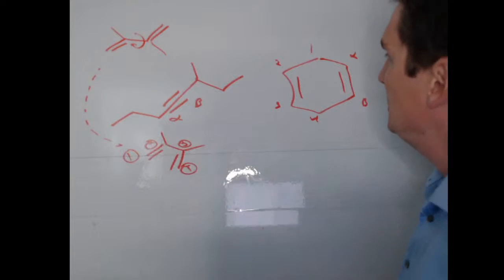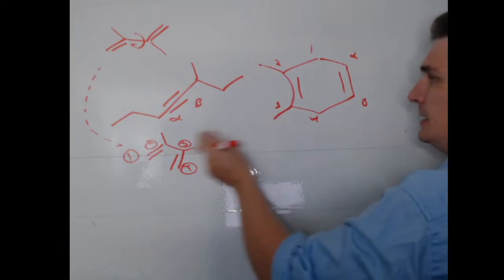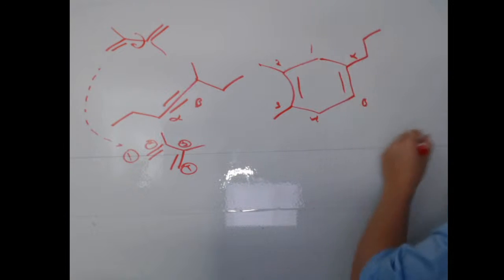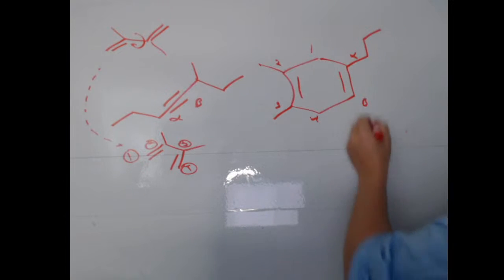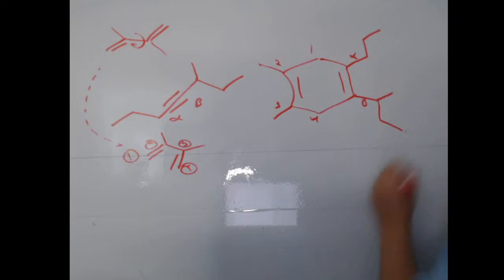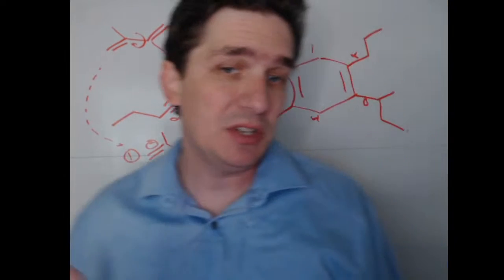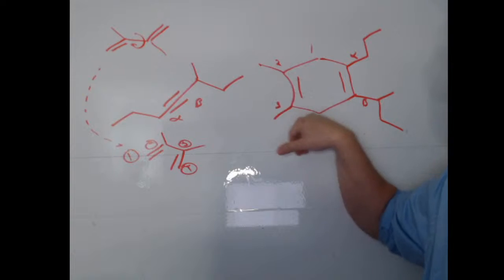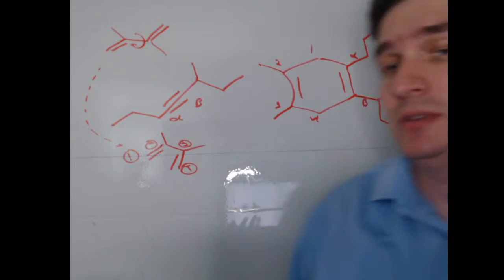So carbons 2 and 3 here both contain a methyl group. And then alpha and beta, one's got a propyl group, 1, 2, 3, and the other's got this methyl propyl group, 1, 2, 3. So all this is just Diels-Alder with an alkyne. The difference between an alkyne and an alkene: alkyne will give you the 1,4-cyclohexadiene. The alkene just gives you the cyclohexene.